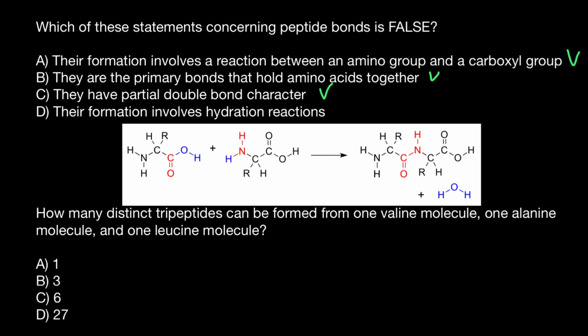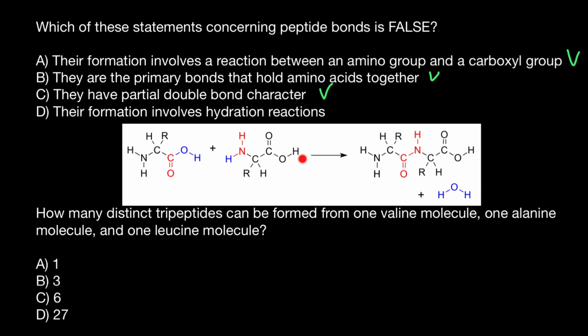And now, as you see, the only variant left: the formation involves hydration reactions. What we see here, one amino acid and another join through a peptide bond with formation of a molecule of water. This is what we call dehydration condensation. So one molecule of water would be produced. So these two amino acids would join through dehydration.